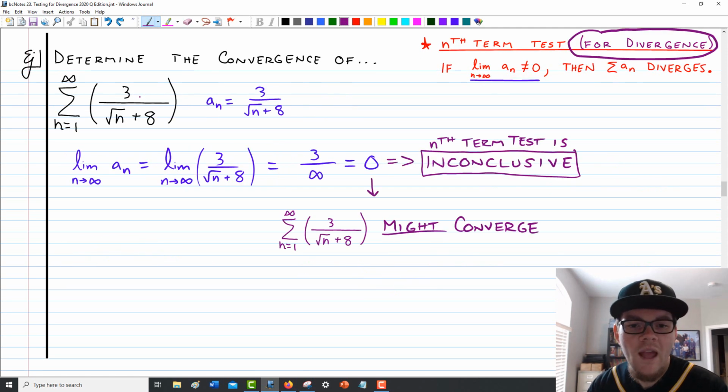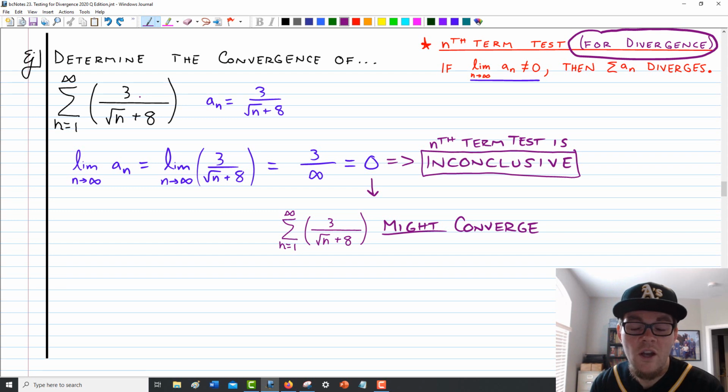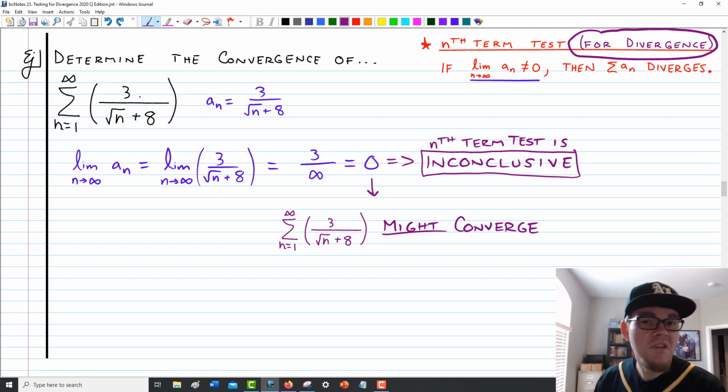And then finally, we closed up by talking about the inconclusive possibility, almost like a false positive, of the nth term test, where you get 0, which seems like a success, but it really just tells us that we have a candidate for convergence. We can't say for sure that it diverges, just that it might converge.